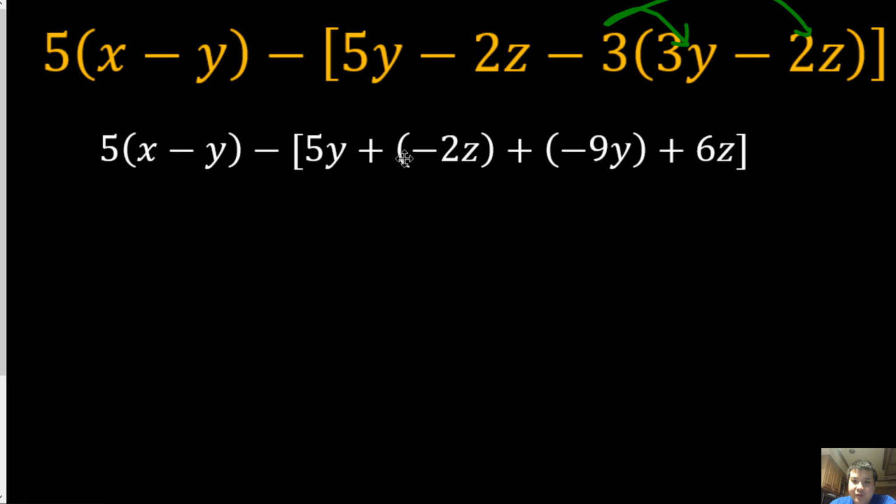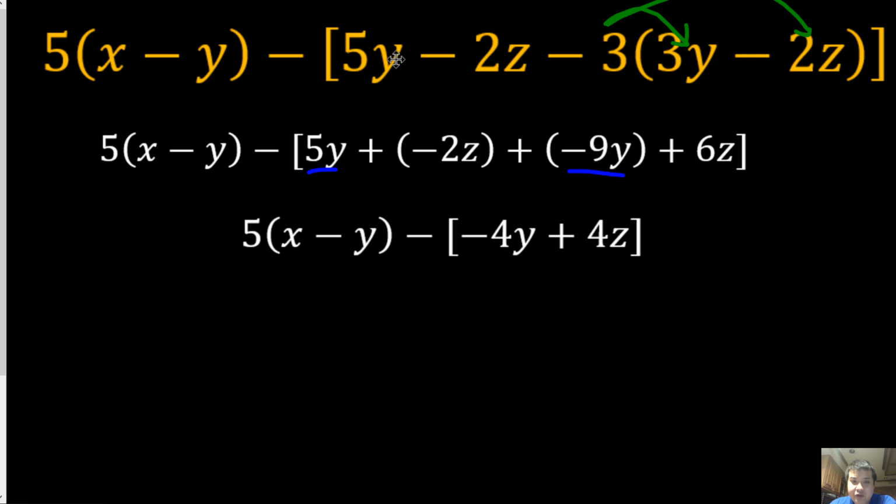After that, we're going to continue inside this bracket and combine like terms, and we only have one pair of like terms, which is this 5y and this negative 9y. Oh, excuse me, we have a second pair. I didn't even see that. This negative 2z and this 6z. What we get is 5 plus negative 9 is negative 4y, and negative 2z plus 6z is 4z. Again, after this, there are no like terms, so we are done.